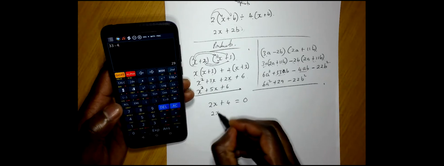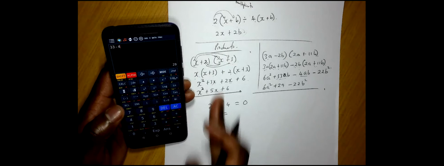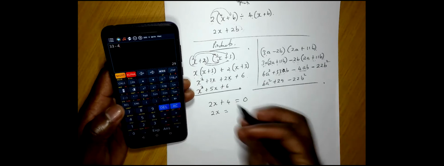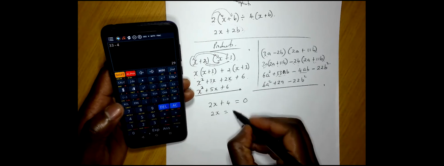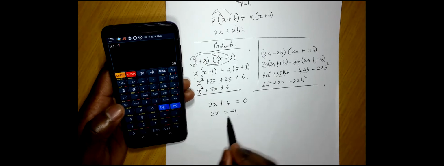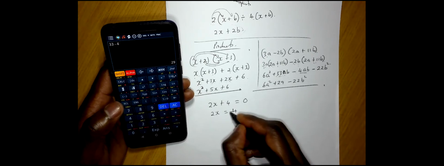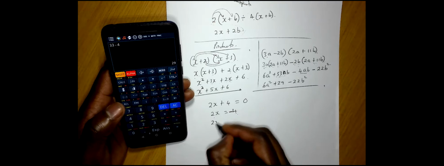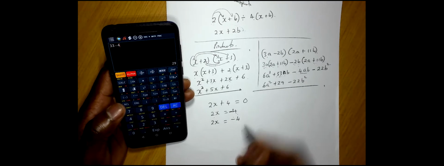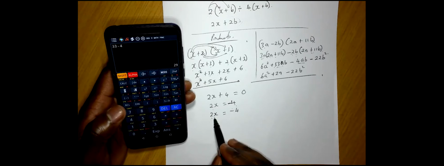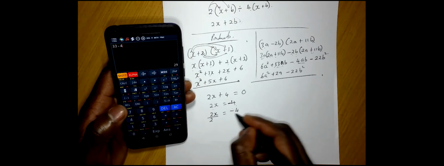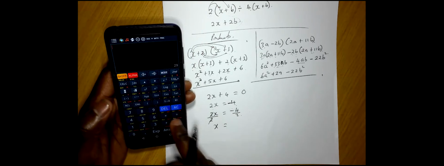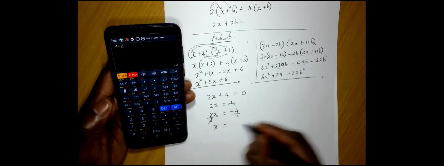It's going to be 2x is equal to, always keep your x values or y values or any letter value that you want to find on the left, then everything else jumps across the equal sign. Then you have 2x is equal to negative 4, because here it was positive. Now we need to remove the 2, because we don't want this 2 here. So we divide by 2 because we want to be left with x here. So x is equal to negative 4 divided by 2. You get negative 2.